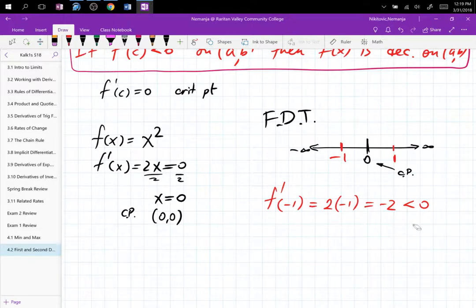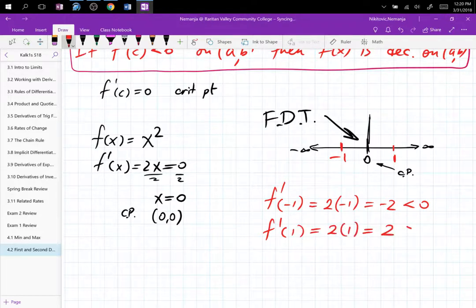So now, I am fixing my graph over here. Look what happens. I have a decreasing function up to x equals 0. So I put this arrow that goes downwards to the right. Then I go and compute f prime at positive 1. This is the other test point. And I get 2 times 1, which is 2. And that's larger than 0. And that goes this way.